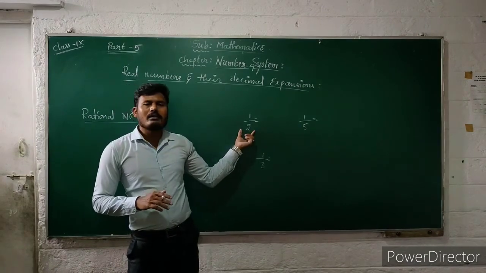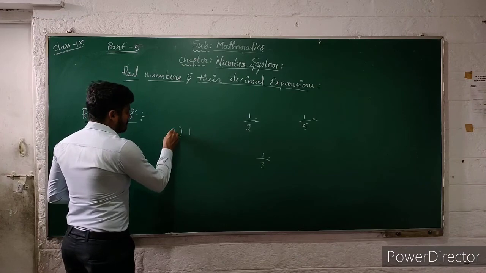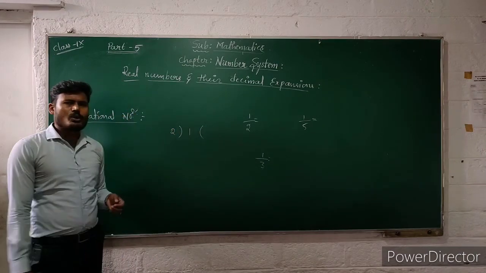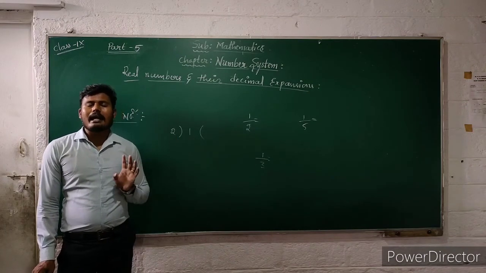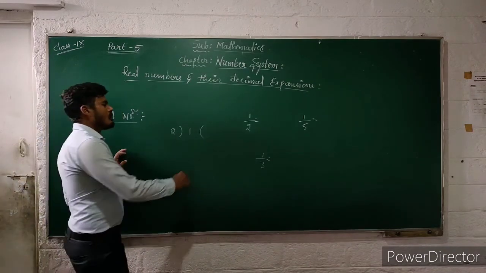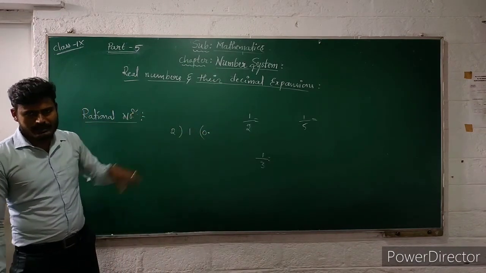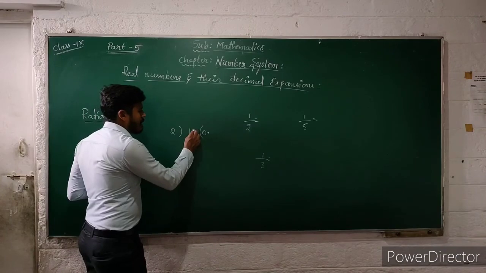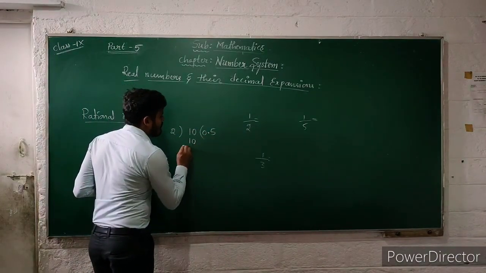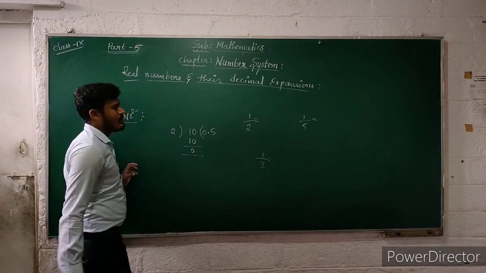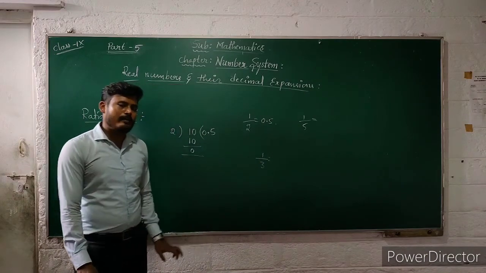By observing this one, 1 by 2. Divide 1 by 2. Here the divisor is 2. We know that the dividend 1 is lesser than the divisor 2. So put 0 point in the quotient place and carry 0 here. Then 2 5s are 10. So your remainder is equal to 0. So the decimal expansion of the first rational number is 0.5.